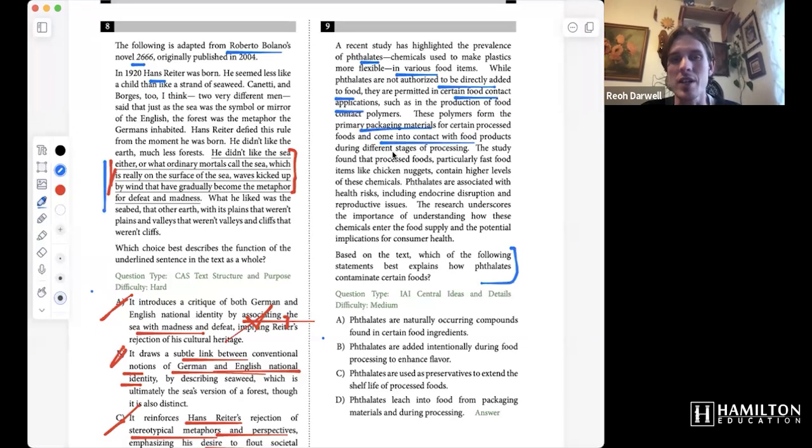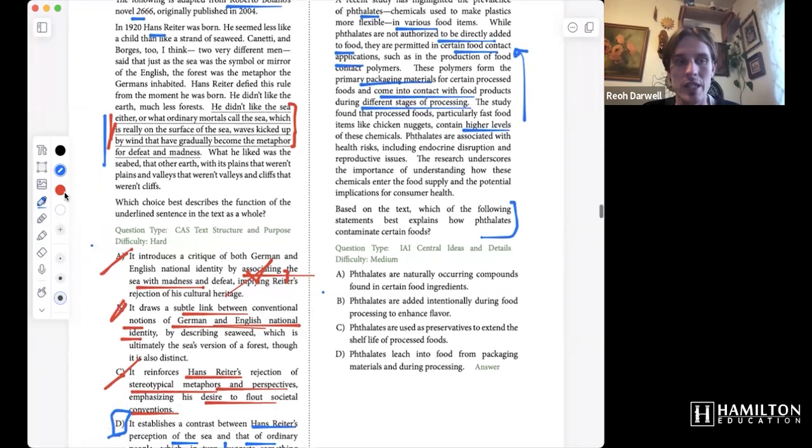And these packaging materials come into contact with food products during different stages. So processed foods contain high levels of phthalates, right? So seemingly, they're not allowed to be injected in there directly, but they seem to be coming from certain contact with the packaging materials. Okay, so let's see what's wrong in these and right in the correct one.